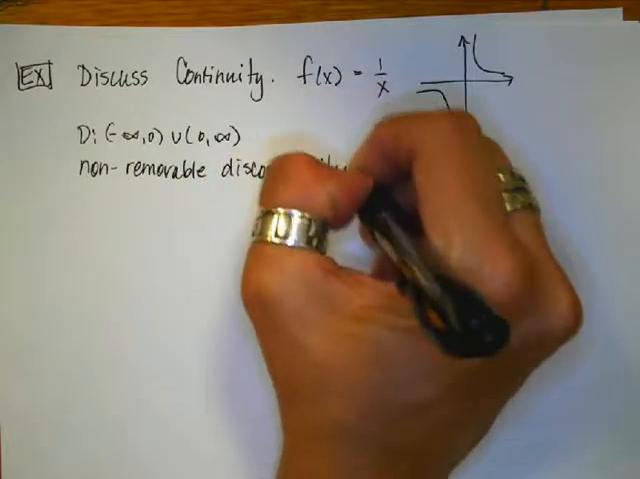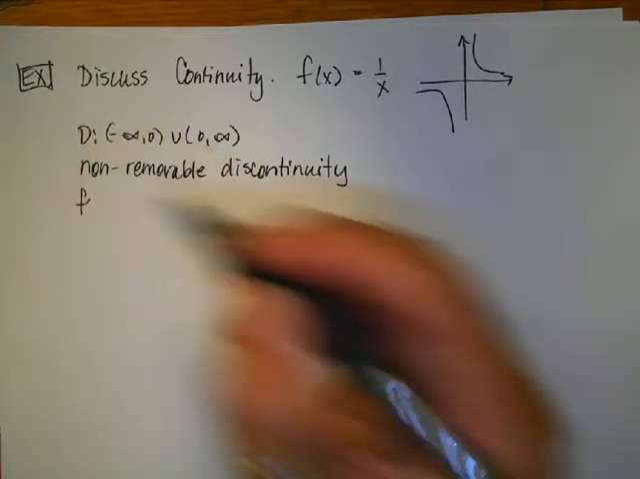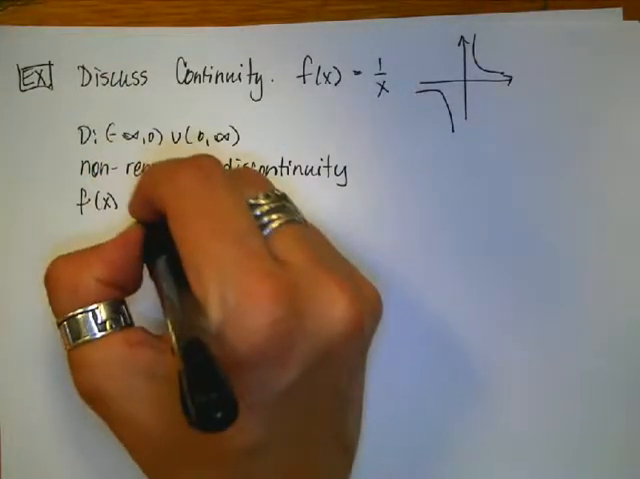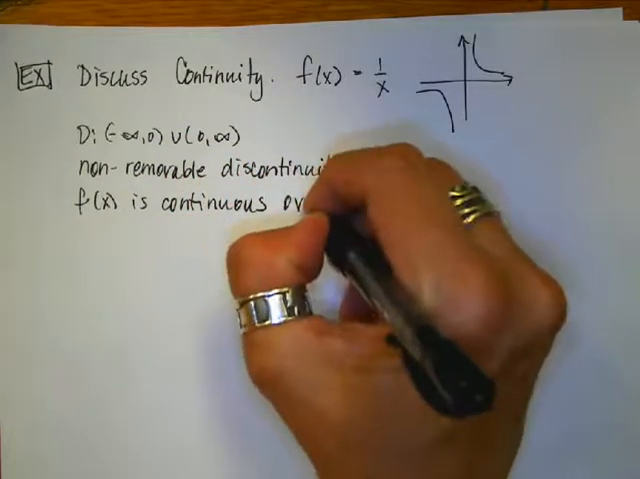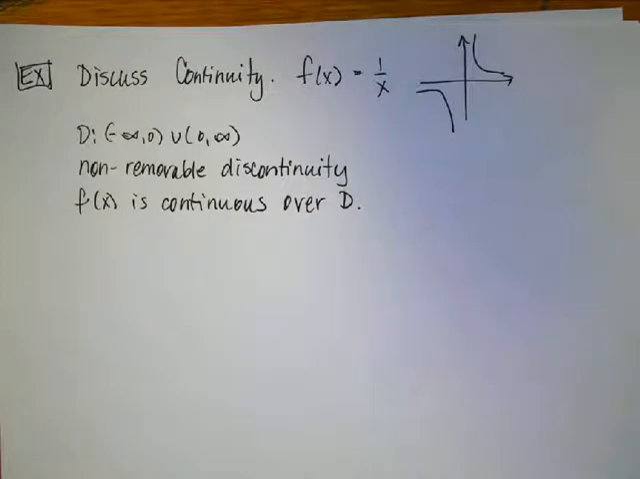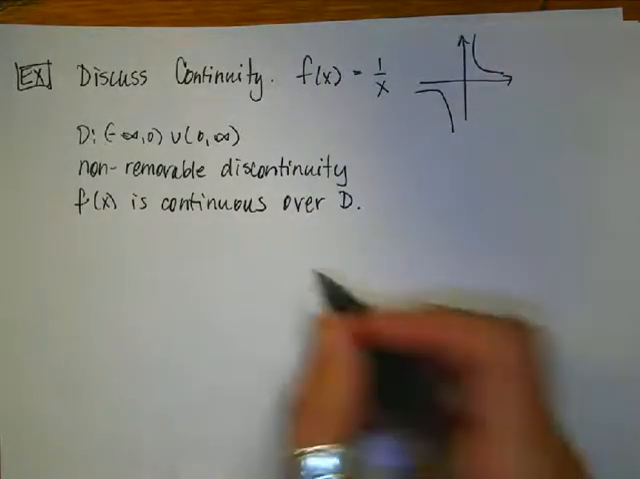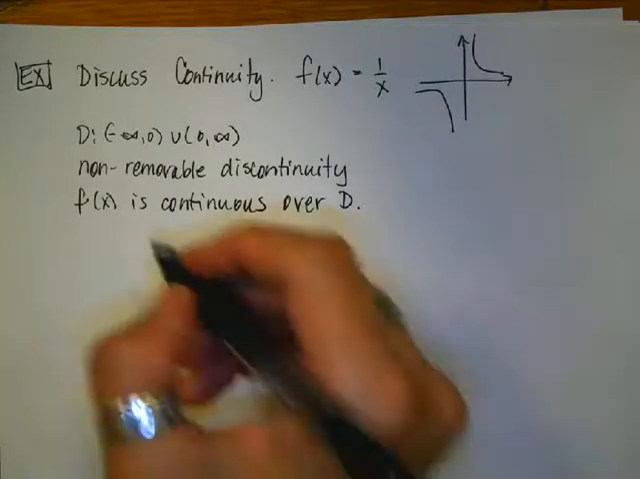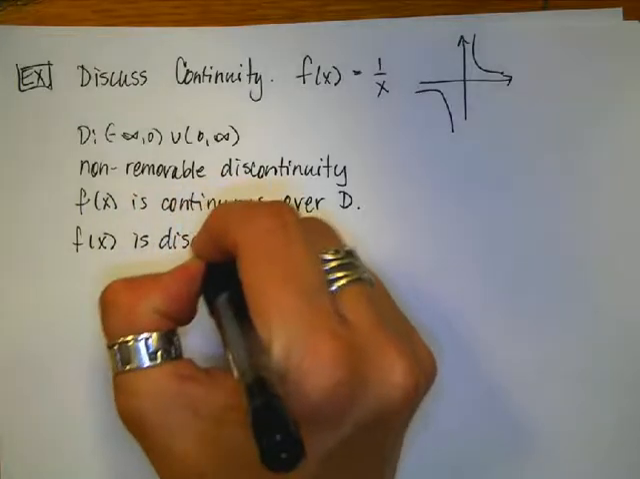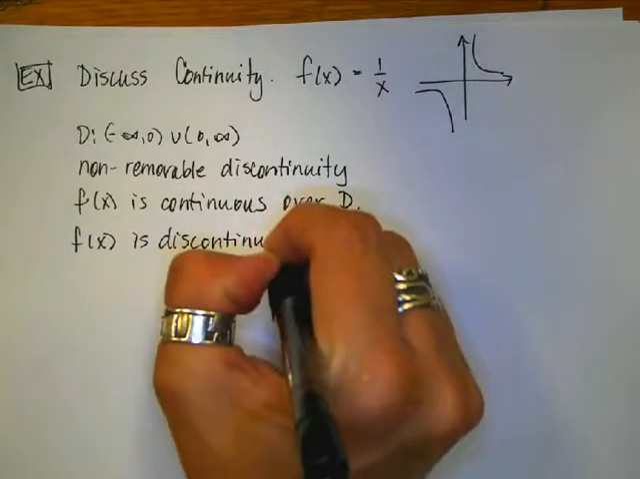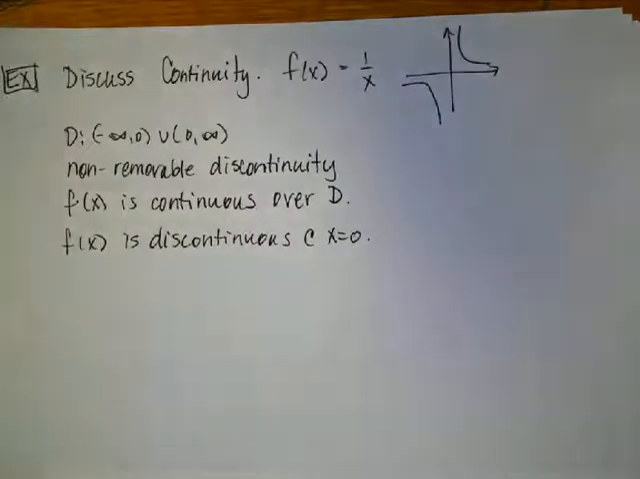And since I've defined the domain, I can actually say that the function is continuous over the domain, but I can't make that statement unless I've actually defined the domain. Okay? And if I didn't want to make this statement, I could also say that the function is discontinuous at x is equal to 0. So those are my possibilities as well.